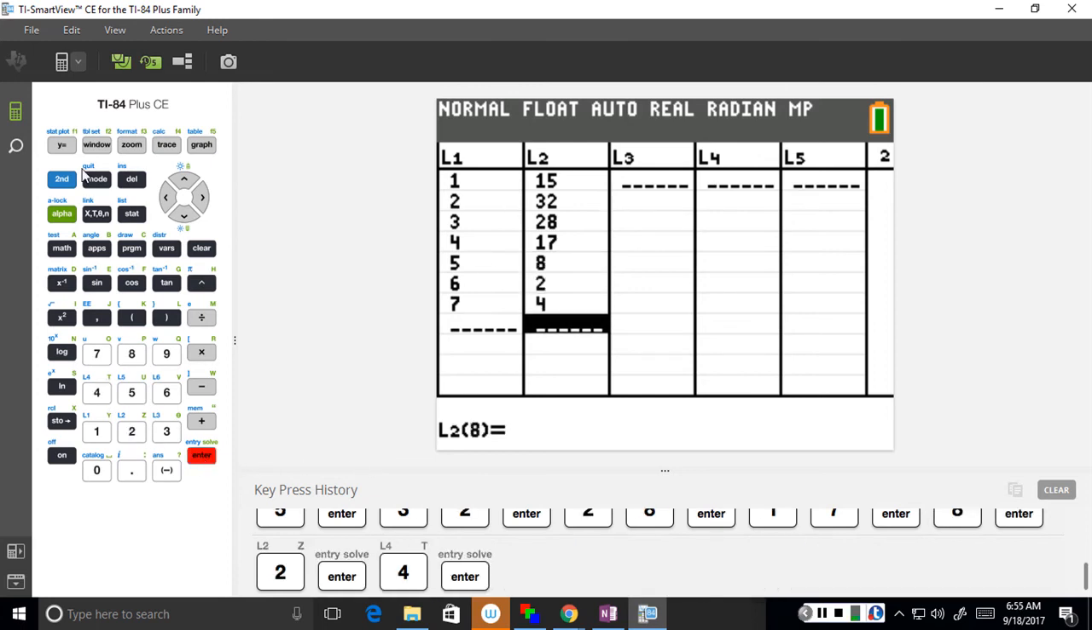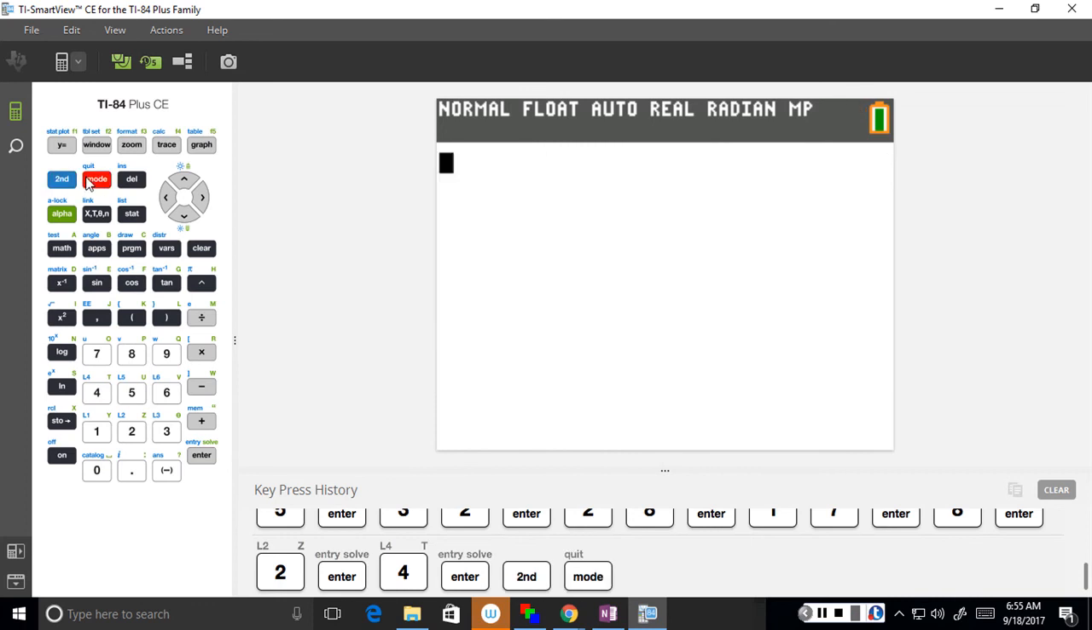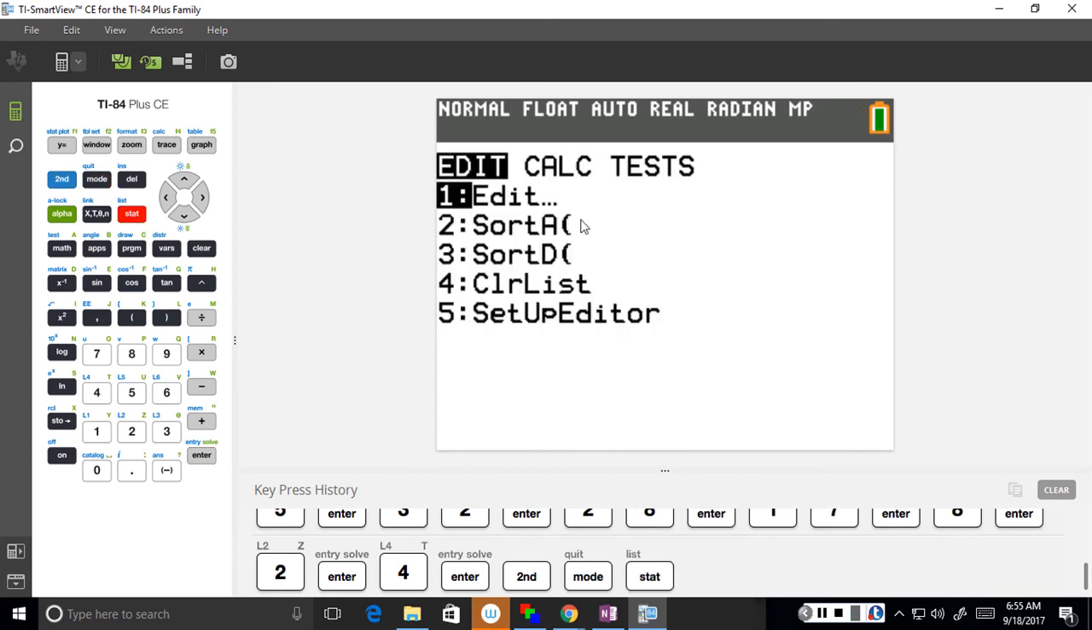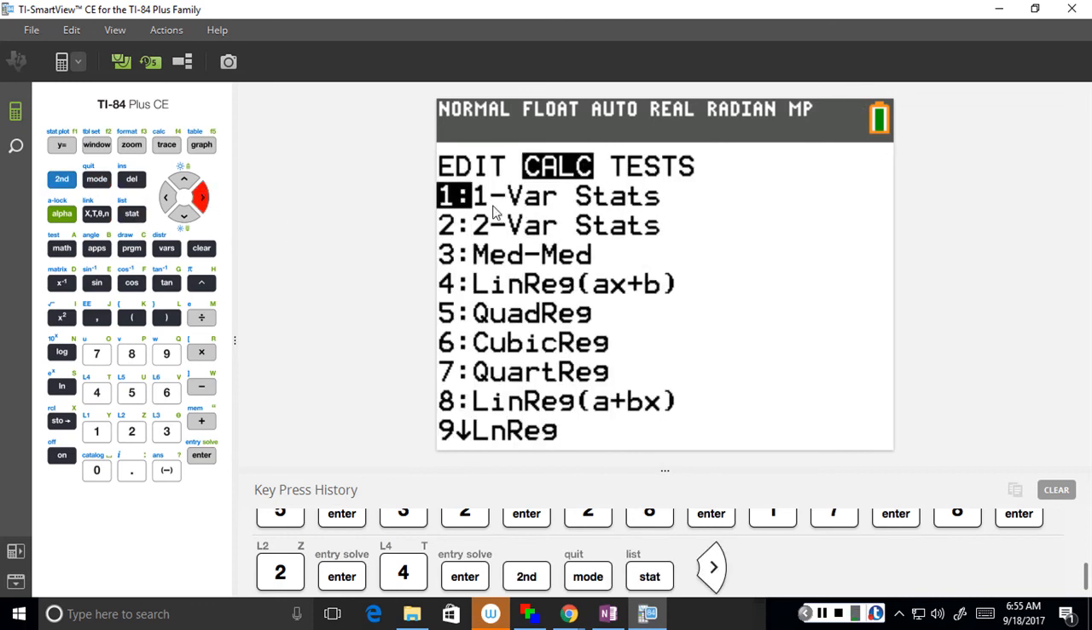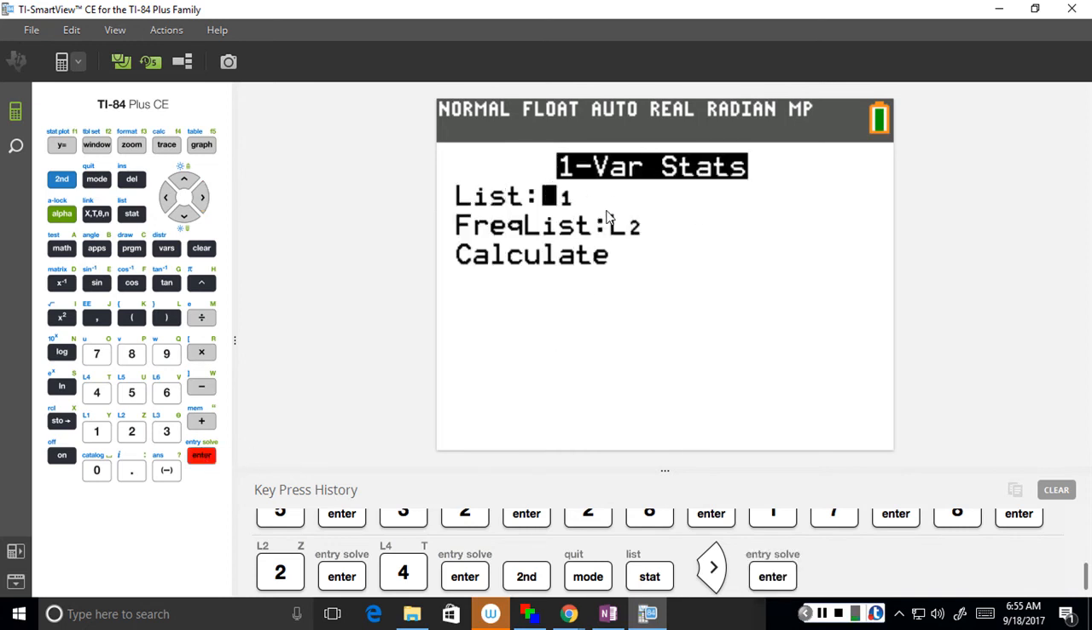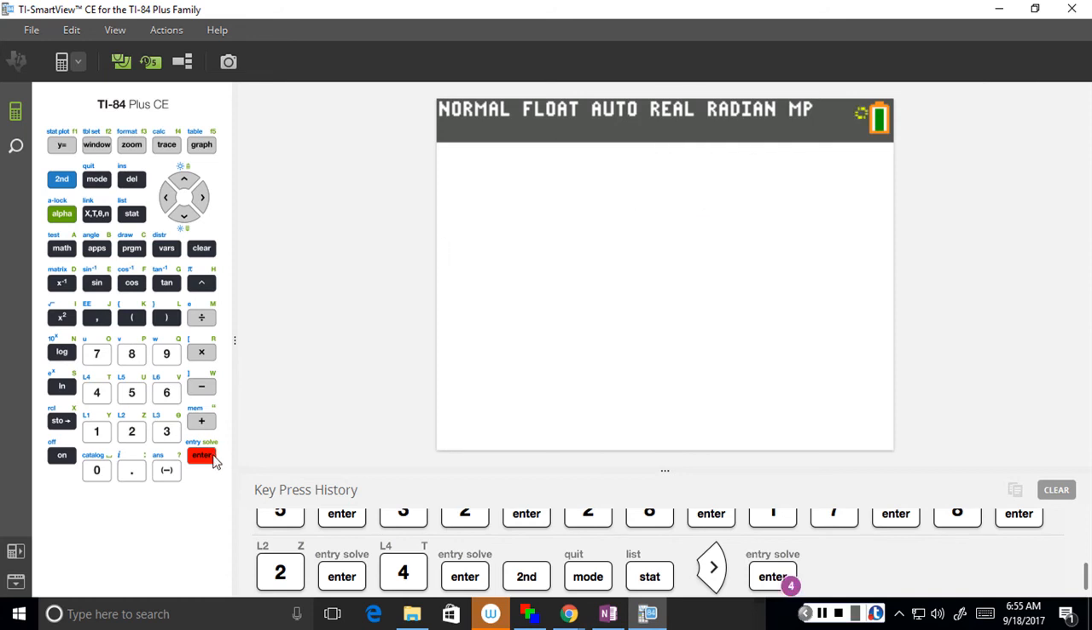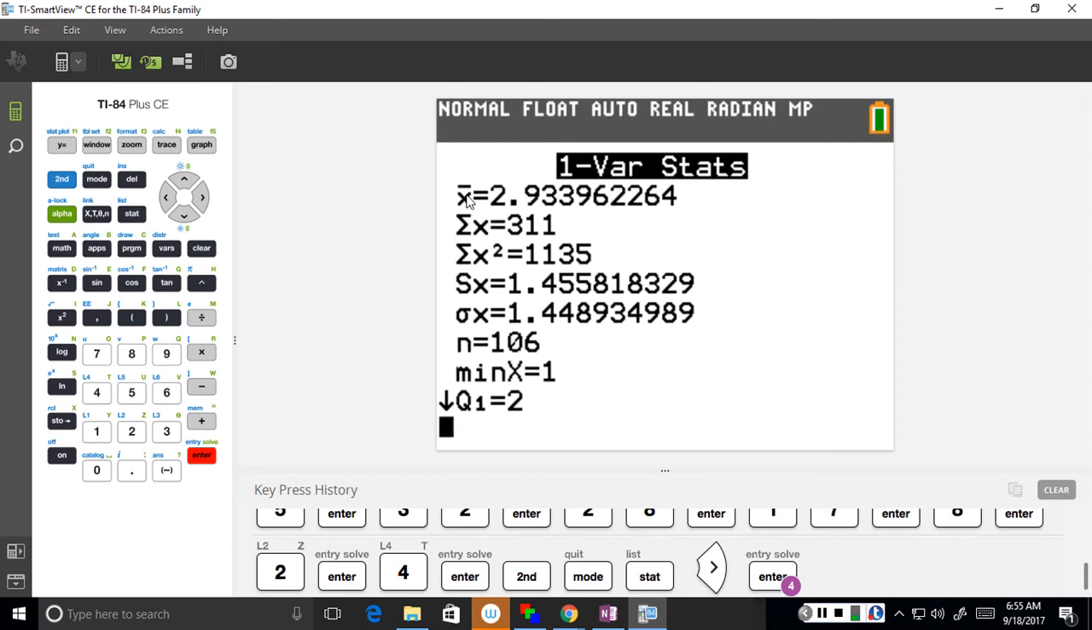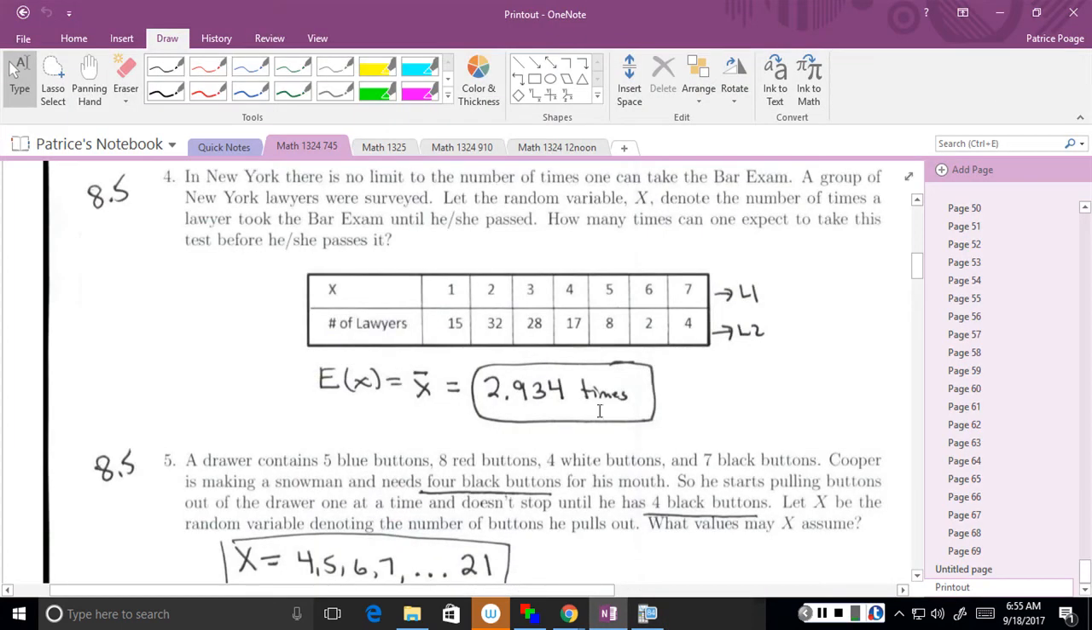Once I have them all in there, I'll hit second quit. I'm going to go back to stat, over to calculate, 1-Var Stats. If you had the old school calculator, you have to type in L1, comma L2 before you hit enter. This is the new school. And the very top one is x-bar. That's the expected number, or the average. So we could expect them to have to take it 2.934 times before they pass it.